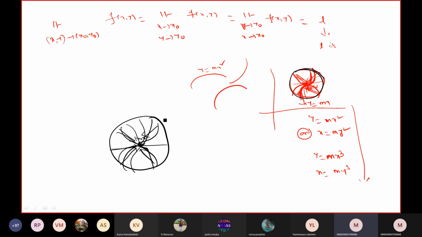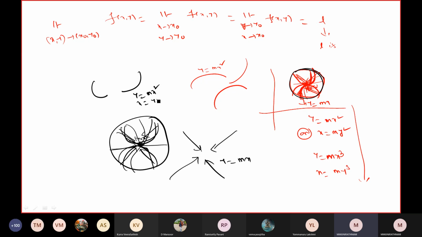So when we go by approaching in a straight line manner, that is taken as y equal to mx. And approaching in a curve method like this is taken as y equal to mx square or x equal to my square, the parabolic curve. Another curve like this is called y equal to mx cube or x equal to my cube. Majorly these curves we verify.